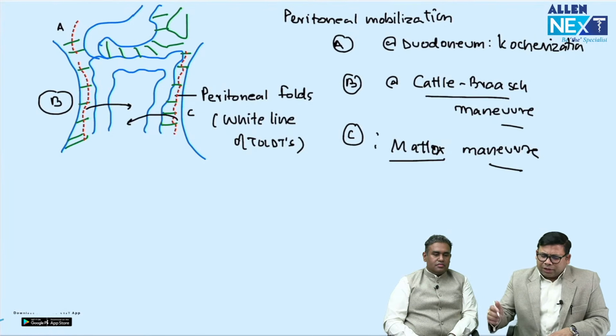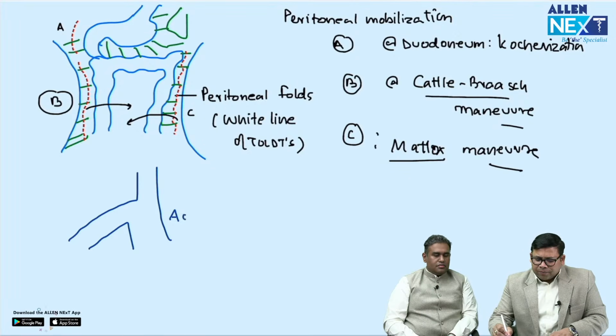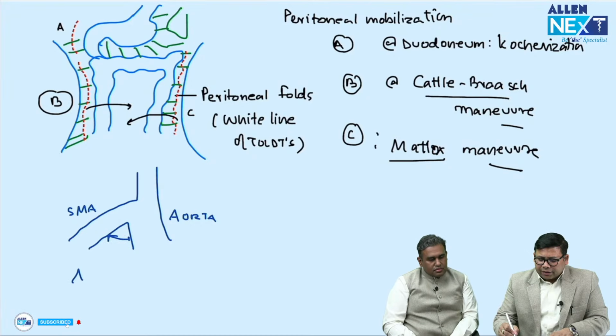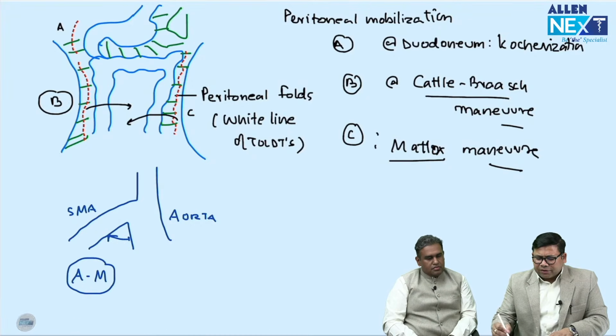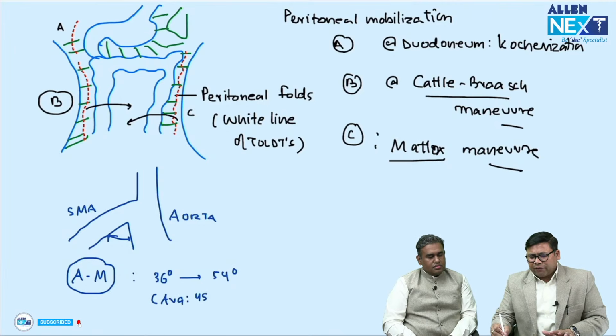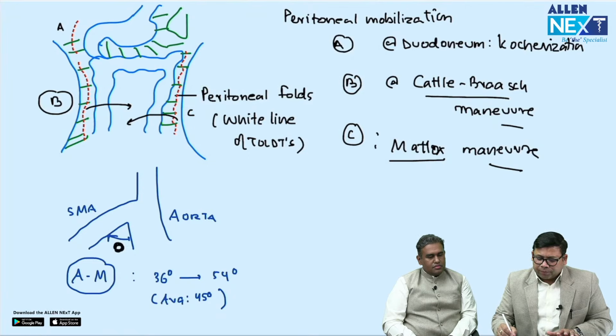When we talk about the SMA syndrome, it all depends on one very important thing. Now this is the relation. So this is the aorta and this is what, student? SMA, and this angle is known as aortomesenteric angle. It can range anywhere from 36 or 38 degrees to 54 or 56 degrees. Average we take it as 45 degrees. Students, in between that we have the duodenum.